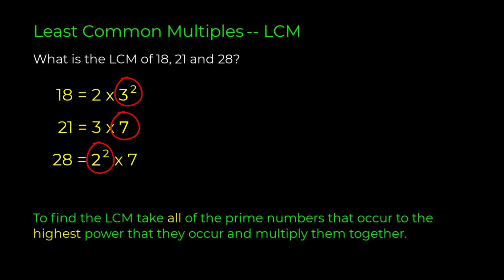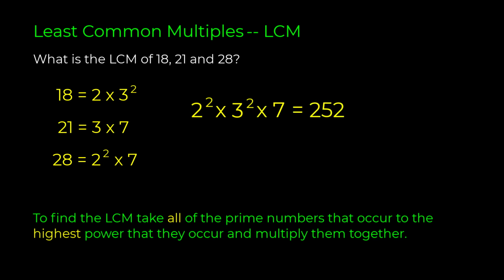Next, find the highest power that occurs for each of them. The highest power of 2 is 2 squared. The highest power of 3 is 3 squared. The highest power of 7 is simply 7. The least common multiple of 18, 21, and 28 is 2 squared times 3 squared times 7, which is 252.